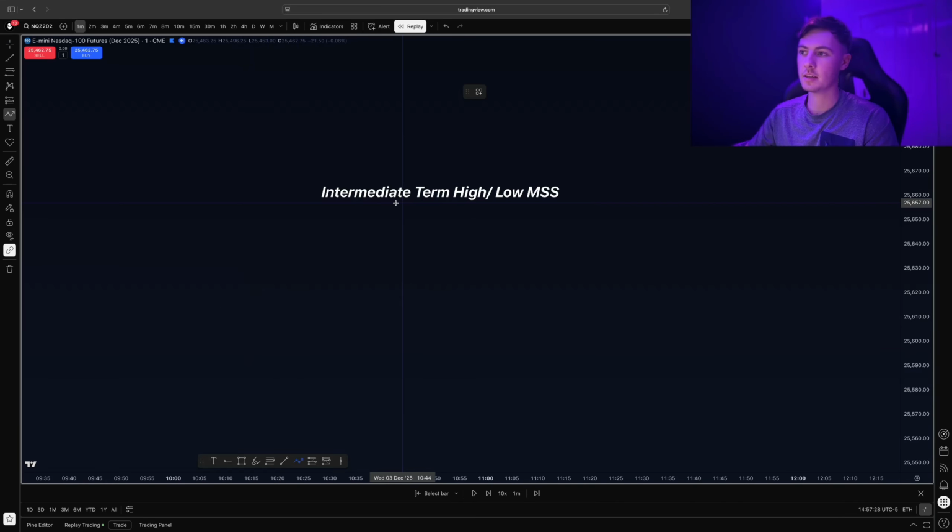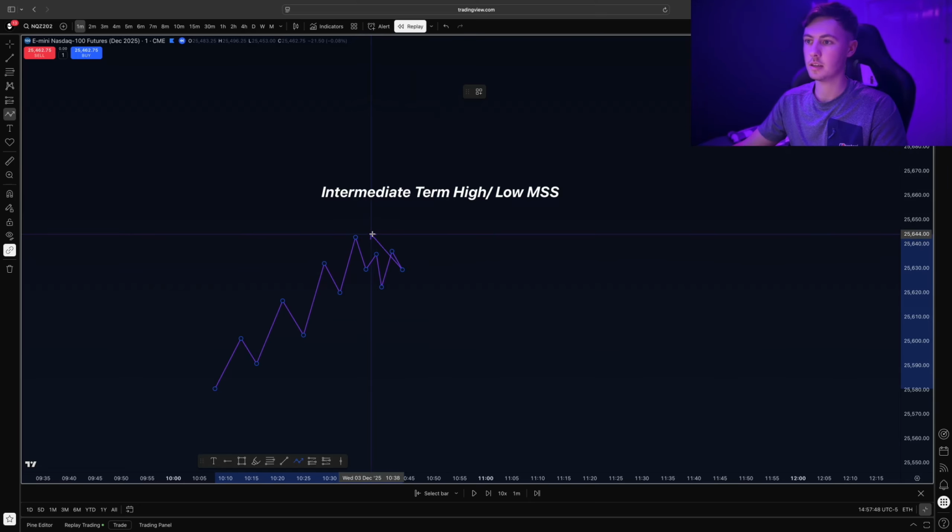Okay, now intermediate term high and low market structure shifts. So market's trending in a bullish trend, making higher highs, higher lows, and then price creates an intermediate term low. So you've got a low, you've got a lower low, and then you've got a higher low, and then price breaks a significant price point in buy side liquidity, or sweeps buy side liquidity, should I have said, and then reverses to the downside, breaks the intermediate term low.